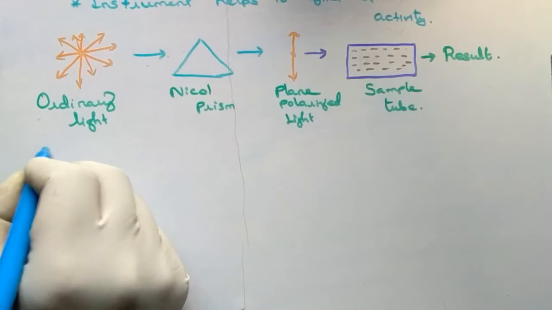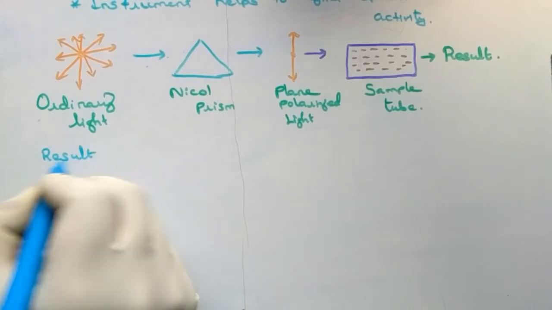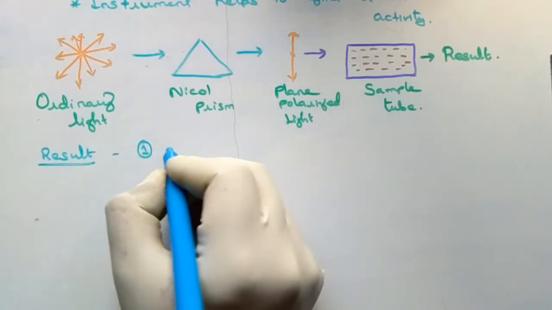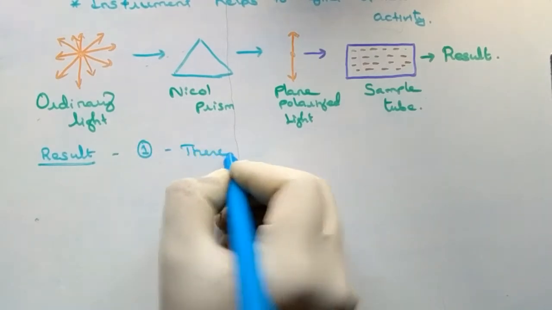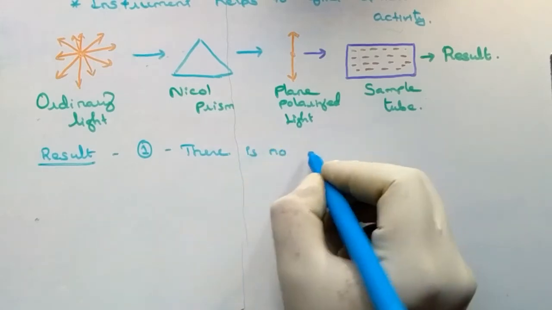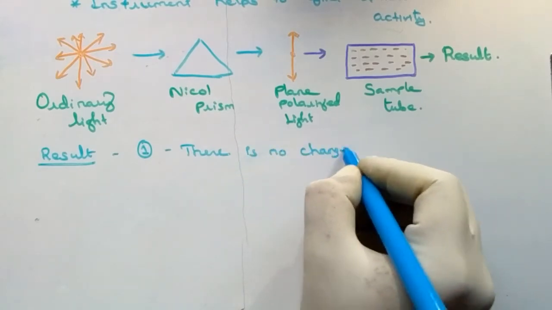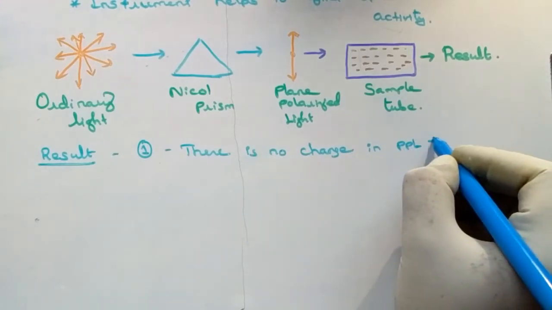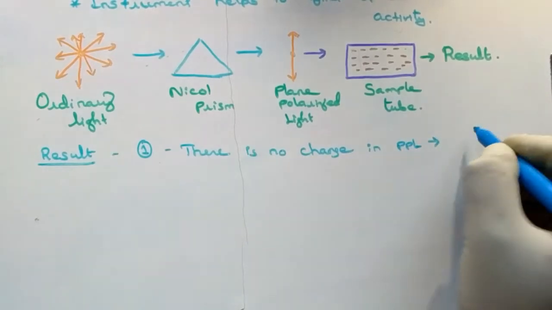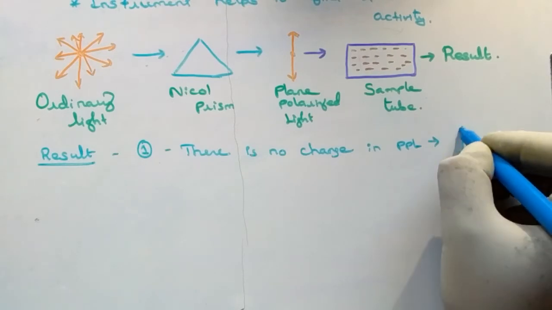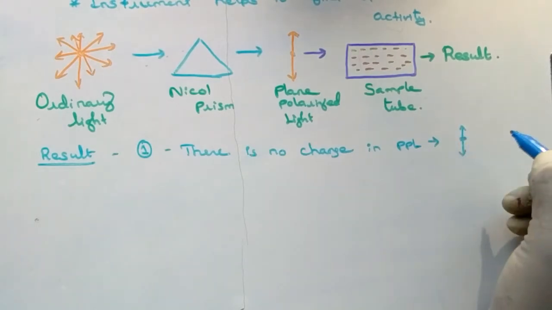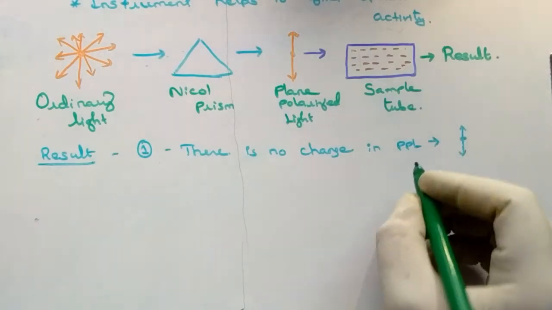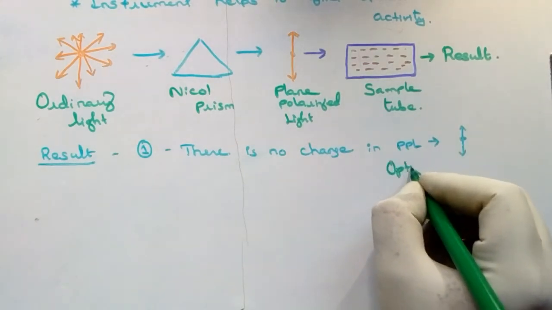First, if the sample did not rotate the plane polarized light, or else we can say that there is no change in the plane polarized light, then, as I told you already, that sample is called an optically inactive compound.